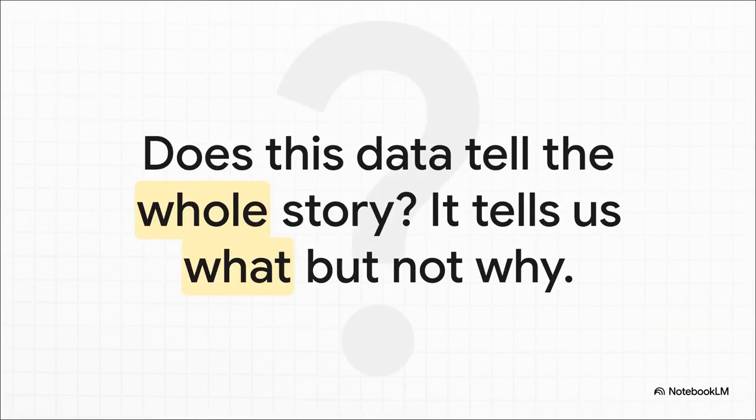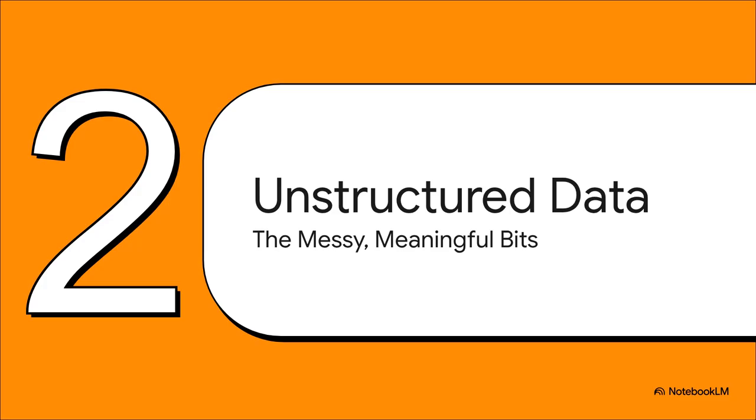But, and this is a big but, does this data really tell us the whole story? I mean, we can see what happened. We know an order was late. We know a customer left a 2-star rating. But we have no idea why. We're totally missing the context, the human element behind all those numbers. And yeah, to find that why, we've got to step out of that clean database and get our hands a little dirty. We need to dive into the messy but oh so meaningful world of unstructured data.